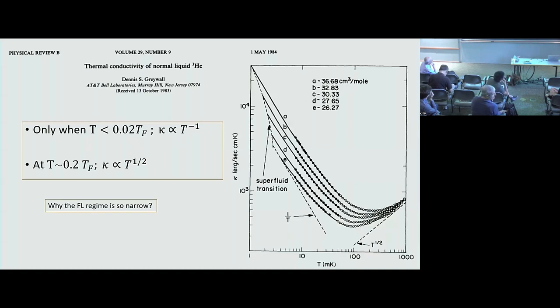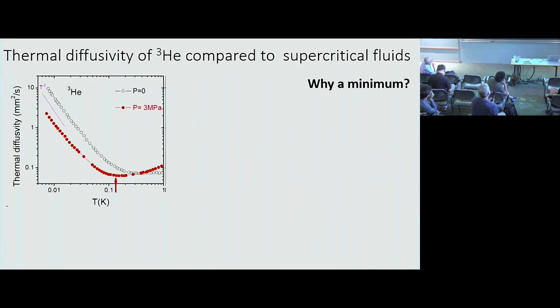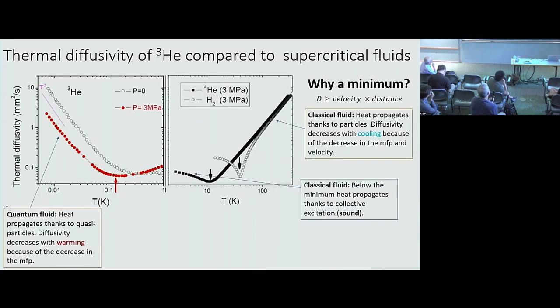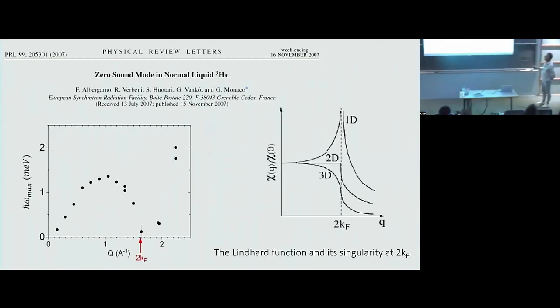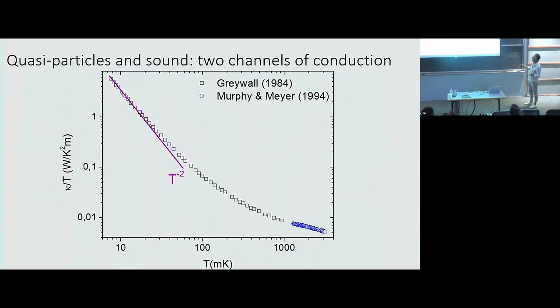This is why I come back to this, because I plotted the same thing. Greywall stopped at 1K. This is experimental, but other people, 10 years after, measured it. So here is the data measured by people afterwards. You see that this is again T to the minus 2. This was Greywall, but these people measured at saturated vapor pressure. The difference between these two is experimental discrepancy, but you see the trend is the same.